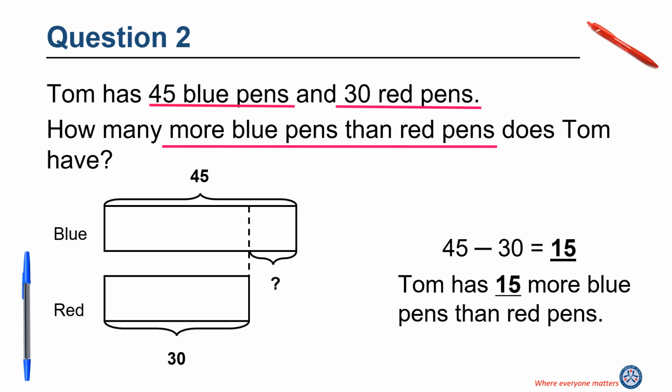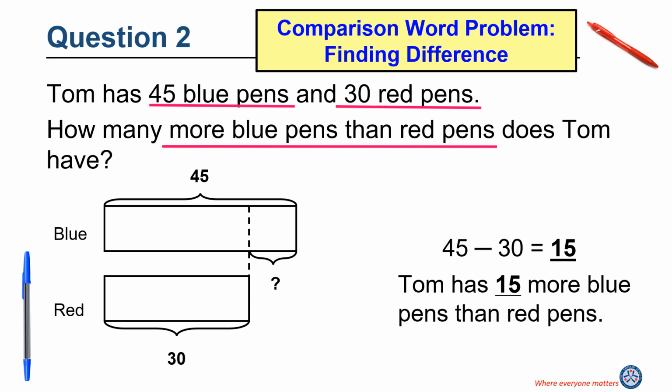What is the question type of this word problem? Please pause the video while you attempt the question. In this question, Tom has 45 blue pens and 30 red pens. We are comparing the number of blue and red pens that Tom has, and therefore, this is a finding difference comparison word problem.